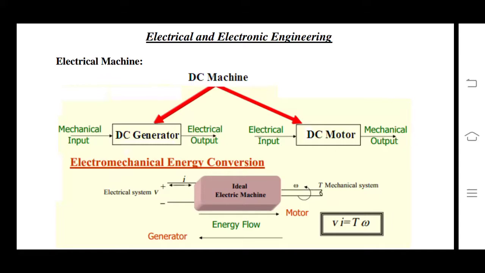So, DC machines. A DC machine is the same machine that can act as a DC generator or a DC motor. That means from the constructional point of view, in a DC generator and a DC motor, there is no difference. But if the input power is mechanical input, then it is a DC generator. If it is electrical input, then it is a DC motor.